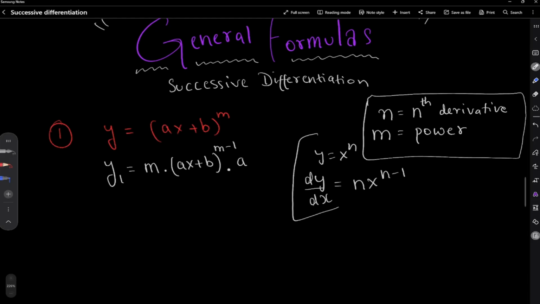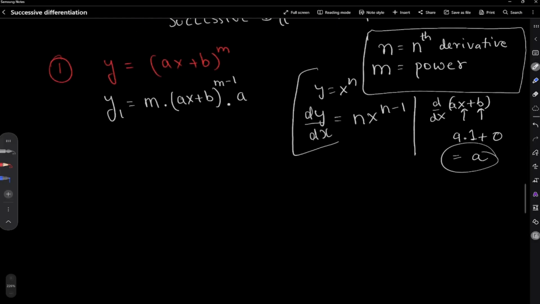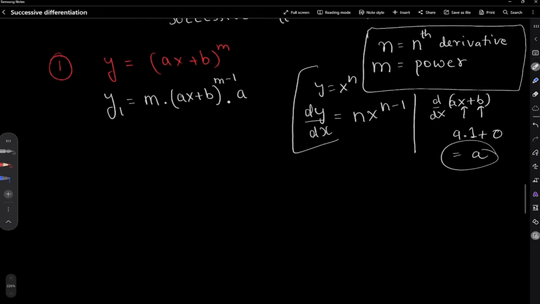Now why an a? Because the chain rule says that every single thing should have a differentiation. So if I'm doing dy by dx of ax plus b, this b is constant, so it will be 0, plus this x will turn 1, times a. So I get a. Now this is the first derivative. I need to find 3 more.